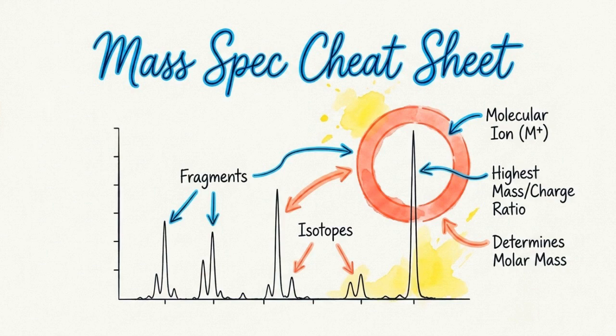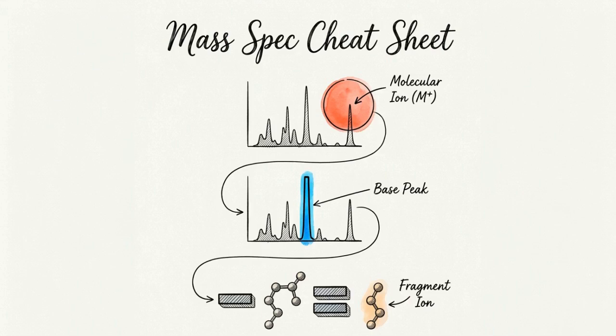You can navigate most spectra using 3 steps. Find the parent ion for the total mass, find the base peak for the most stable fragment, and subtract the two to find the mass of the neutral loss.